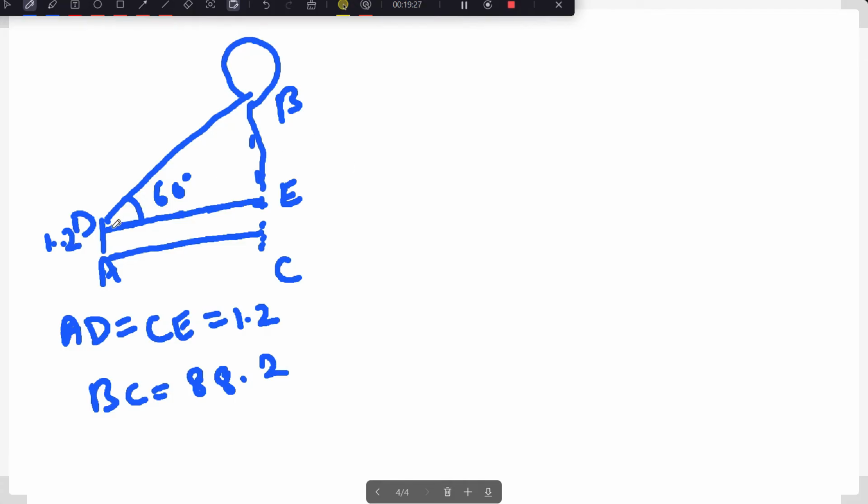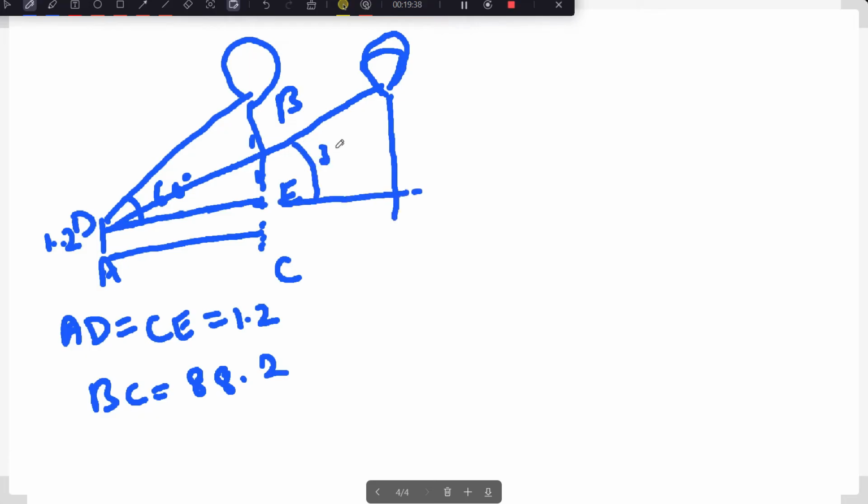Reduces to 30 degrees means that the balloon has gone ahead in life. I don't know why I made that joke. Balloon has gone ahead in life.